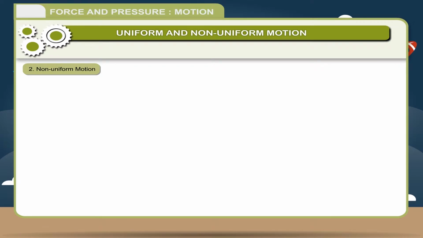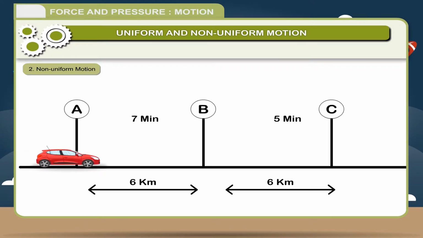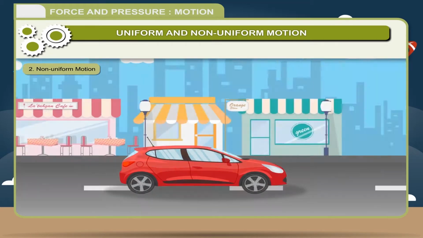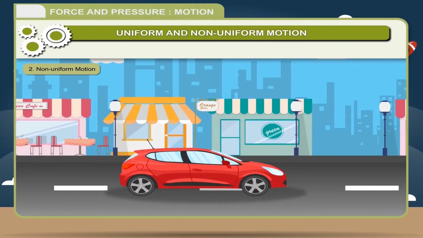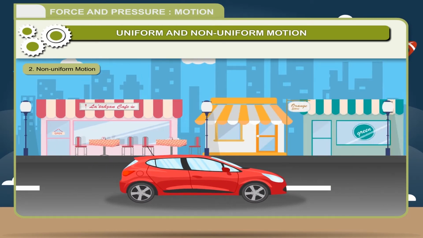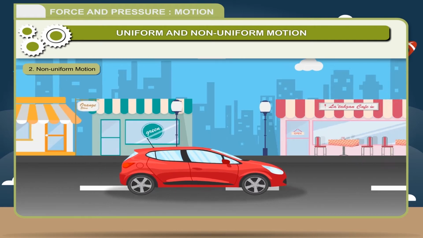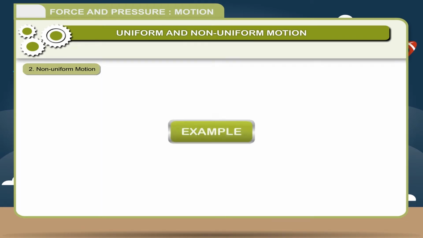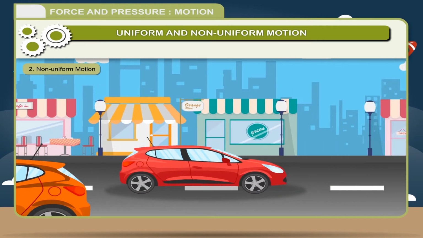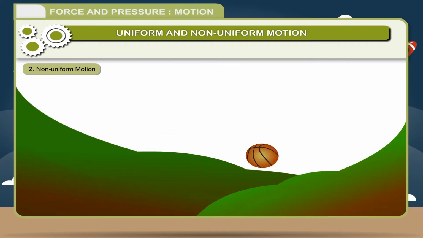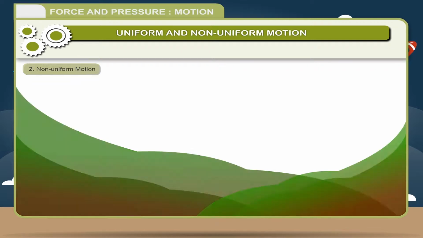2. Non-uniform motion. If an object does not cover equal distance in equal interval of time, it is called non-uniform motion. If the body covers equal distances in equal interval of time, but the direction of motion keeps on changing, then also the body is said to have non-uniform motion. Example, 1. The motion of a car moving on a busy road. 2. Motion of a freely falling body is also an example of non-uniform motion.